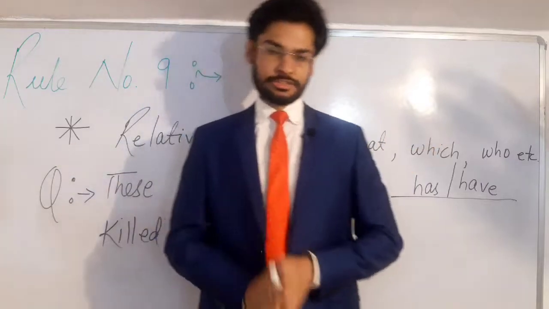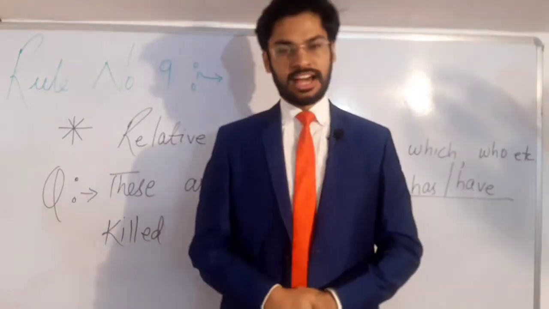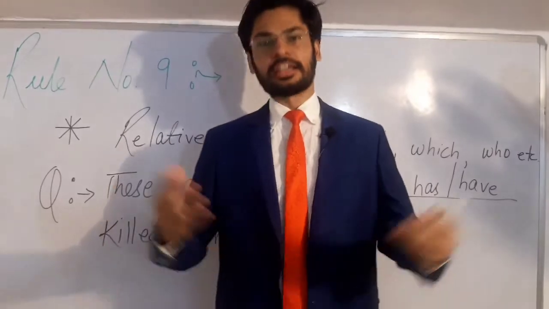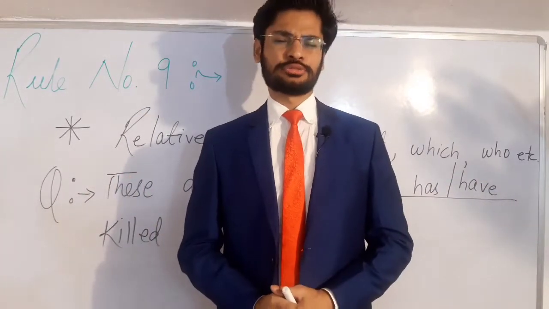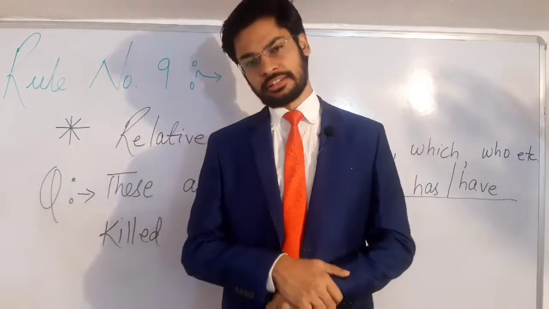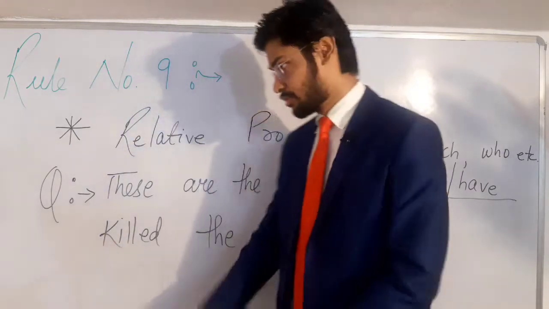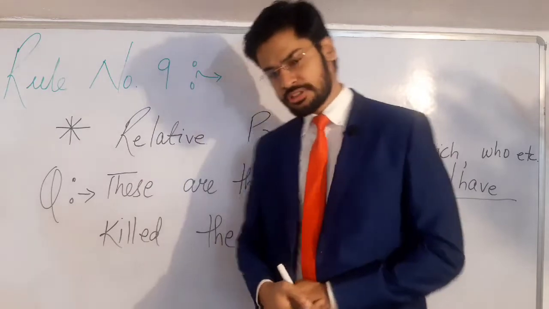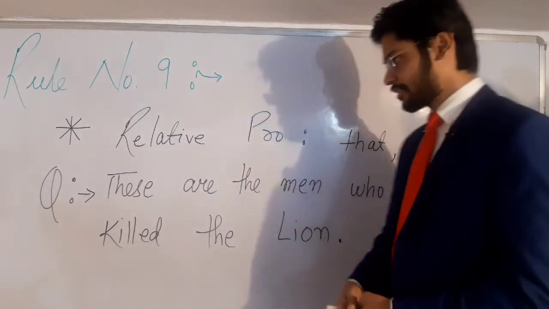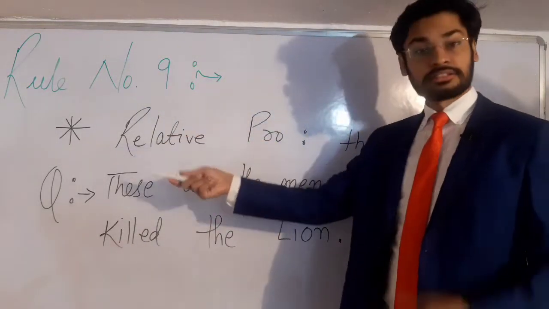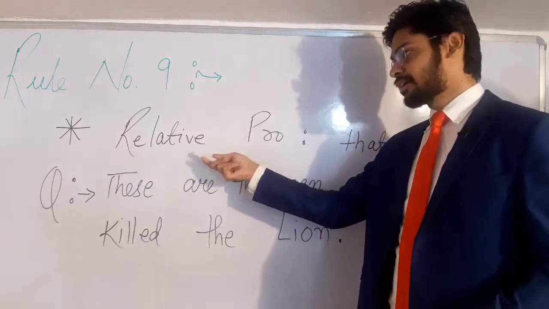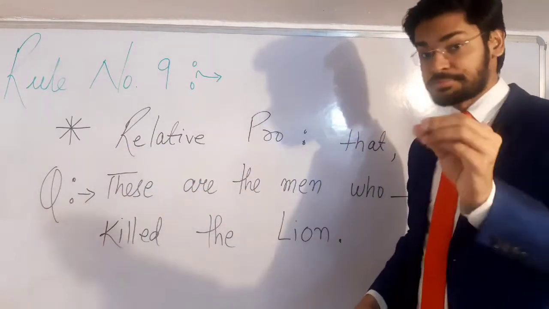Alright students, so till now in syntax 1 and syntax 2 we have seen the introduction part, and in total 8 rules we have seen. Now in syntax 3 we will start from rule number 9. So students, you must be seeing here that I have marked a star mark, and in that star mark I have mentioned a relative pronoun.